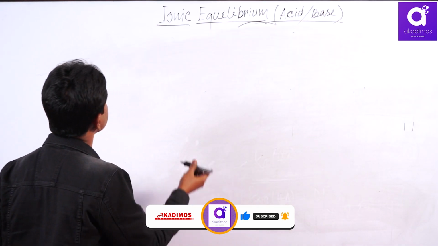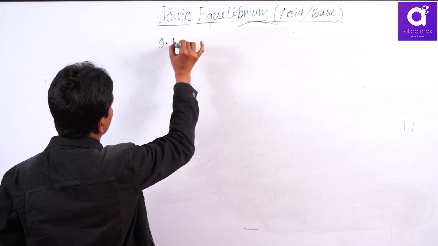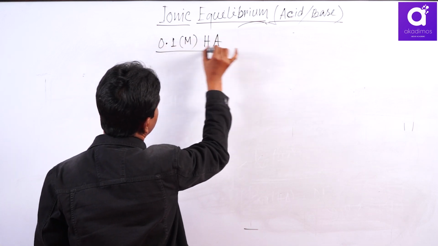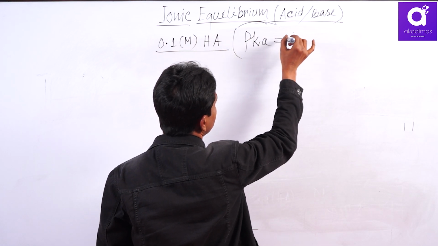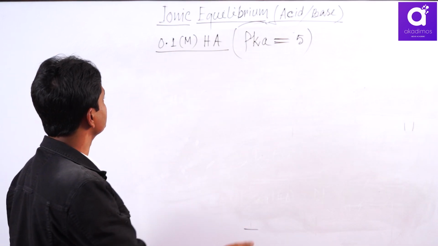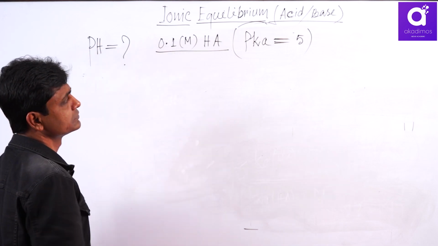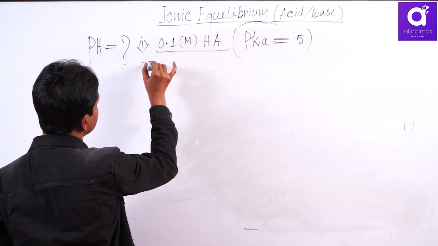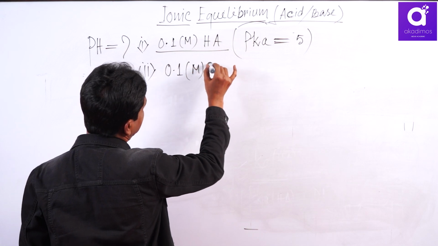For example, there is 0.1 molar HA weak acid given, its pK value given, pKa or Ka given. For simple calculation, I am taking it as 5. What is the pH? And number 2, second problem: what is the pH of 0.1 molar NaA?